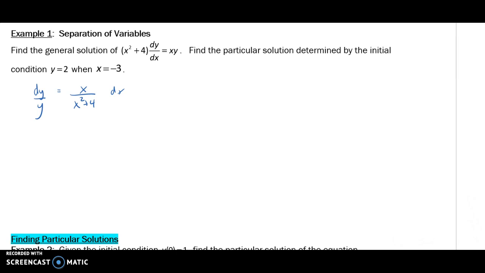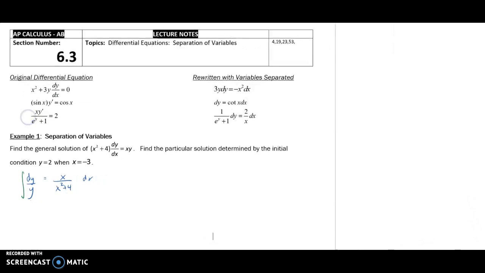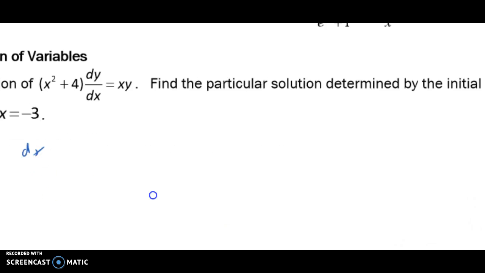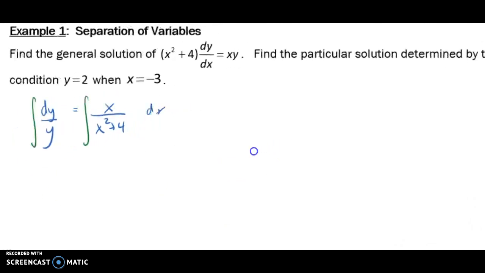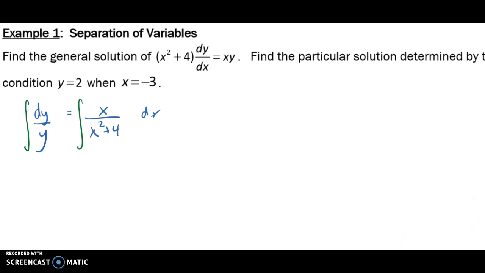And now that we have that, we can actually integrate. We're going to integrate both sides. The integral of dy over y, that would be the natural log of the absolute value of y. On the right side, the integral takes a little bit more work. It's almost an arc trig function, but it's not. Instead, we could do a u substitution. Let u be equal to x squared plus 4, because it's in the denominator. Du then would be equal to 2x dx.